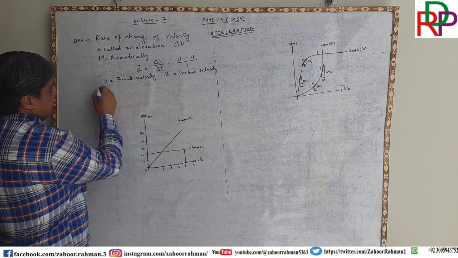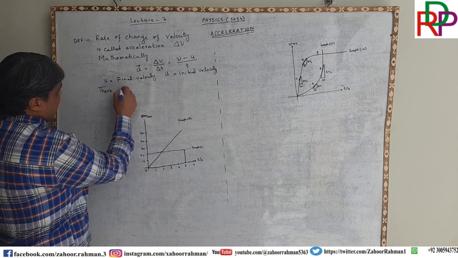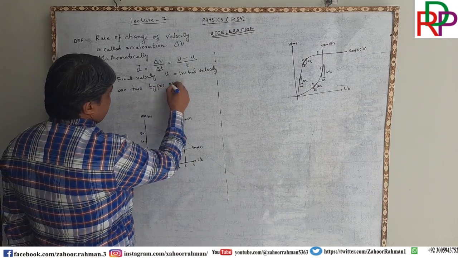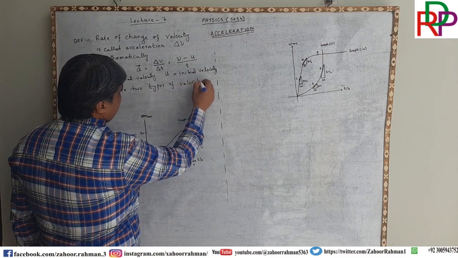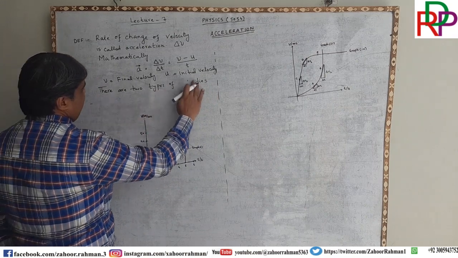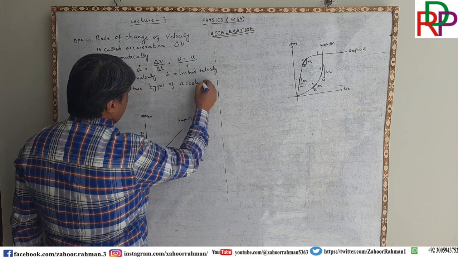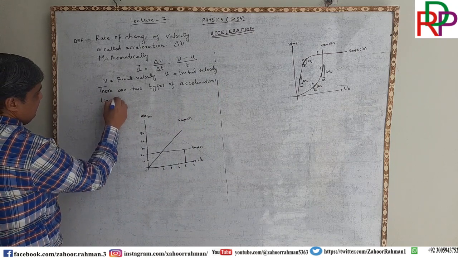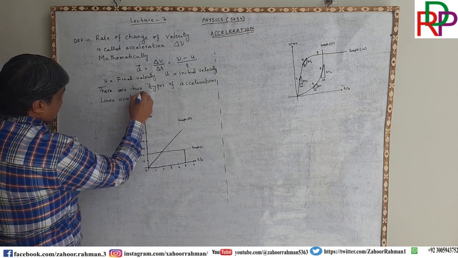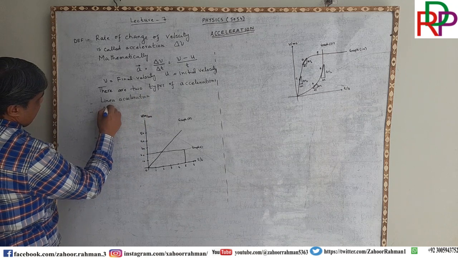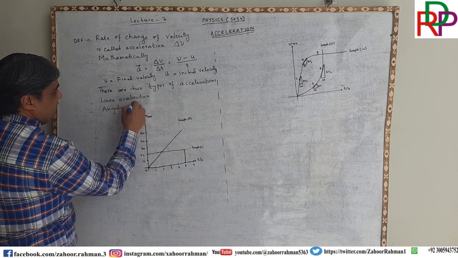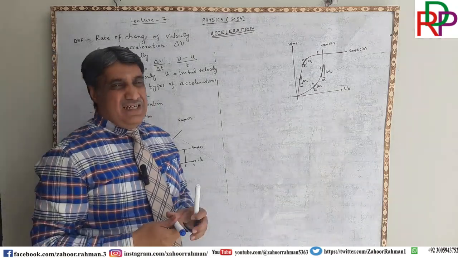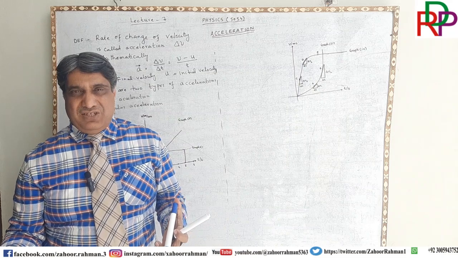Remember, ladies and gentlemen, there are two types of accelerations. Number one is linear acceleration, and the second one is called angular acceleration. Velocity is a vector quantity. So a vector has magnitude as well as direction.